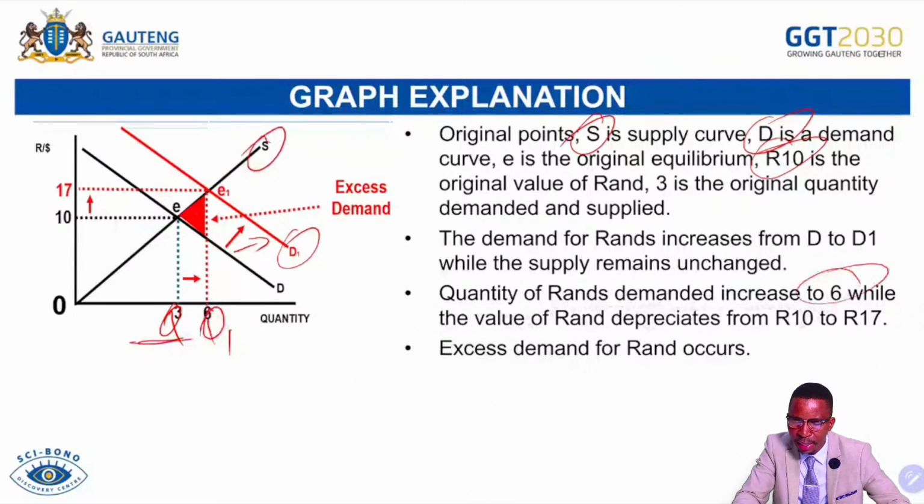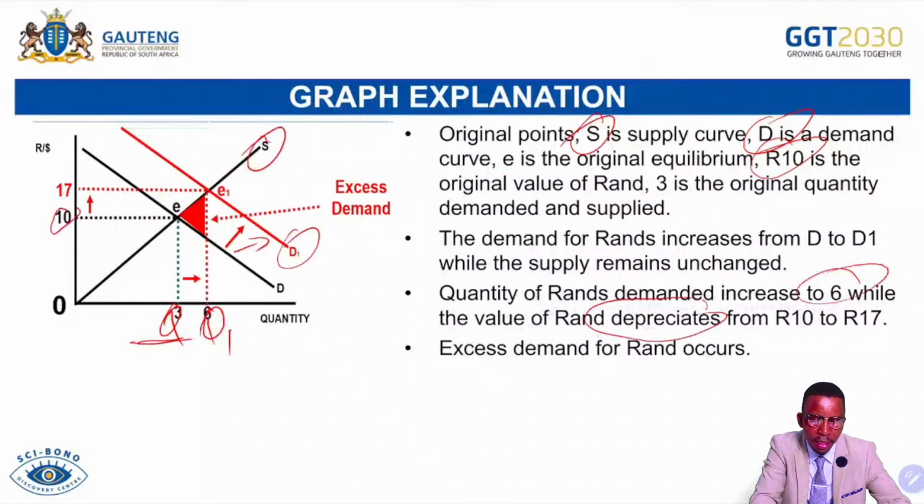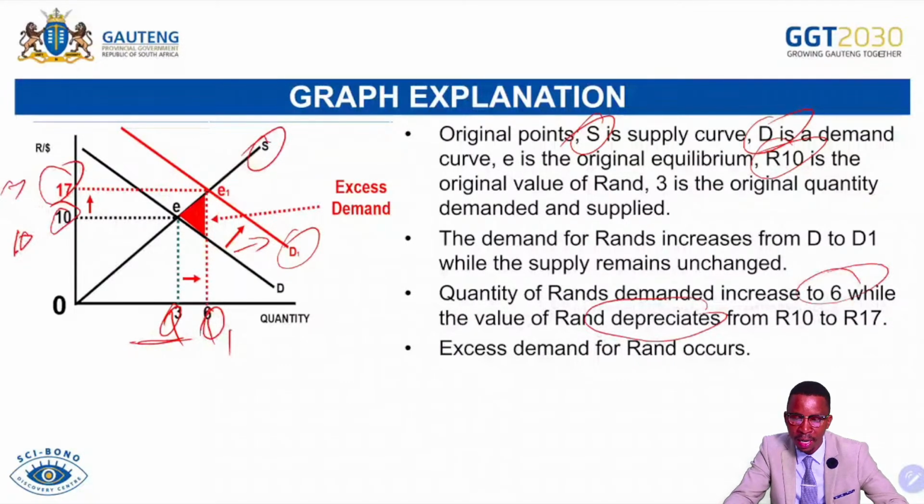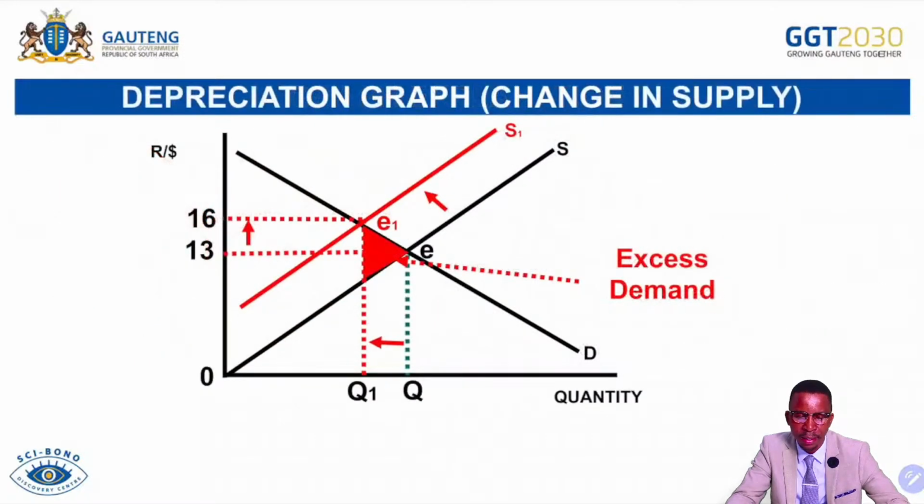For that reason, the rand depreciates from 10 to 17. We were paying 10 rand to afford a single dollar, but now we're paying 17 rand, which is now expensive for us. The rand has depreciated because of the excess demand. It's more highly demanded in the global market than being supplied by us as we demand foreign currencies.